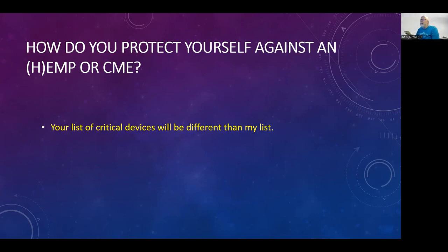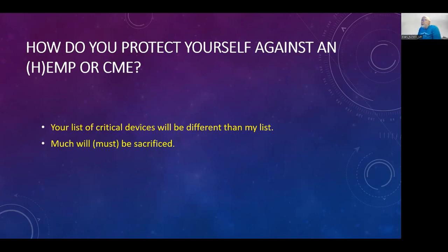The list of critical equipment will be different for each family, but would include electronic equipment containing microchips, equipment containing discrete electronic components, and equipment containing electric motors. Those are the three types of electric entities that you'd have to watch out for.